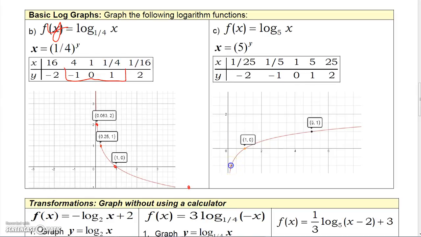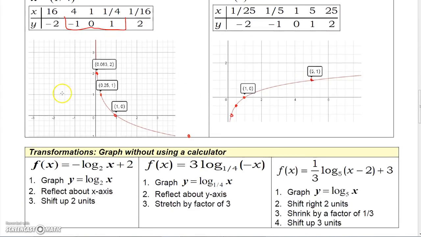So if y is negative 2, x is going to be very small. And then if y is negative 1, x is going to be 1/5. And then if y is 0, x is going to be 1. And then when y is 1, x is going to be 5. And you have to go way out here to 25 to get up to where y is 2. So that would be way over here somewhere. So you can see that it flattens out a bit quicker than the log of x base 2 does.